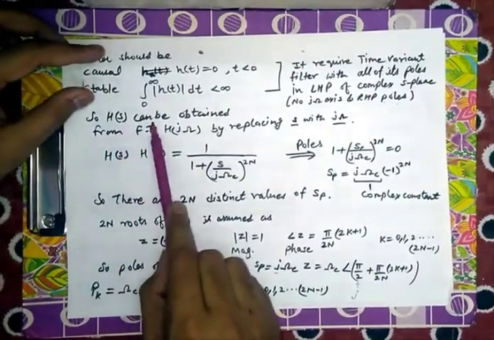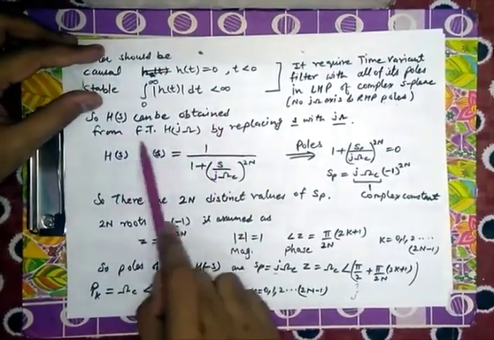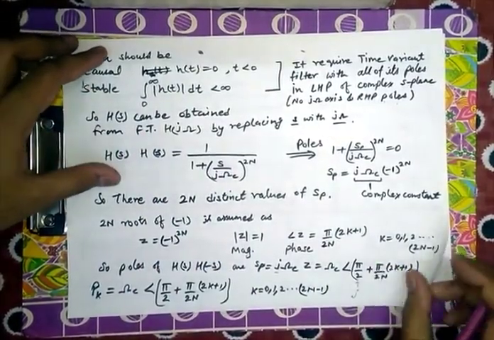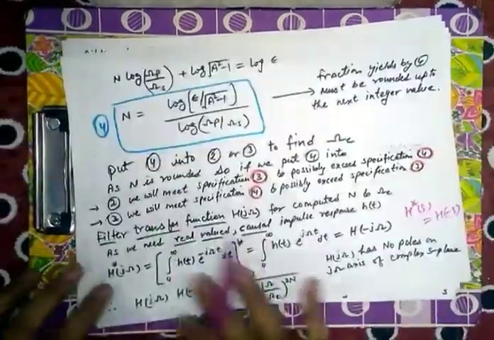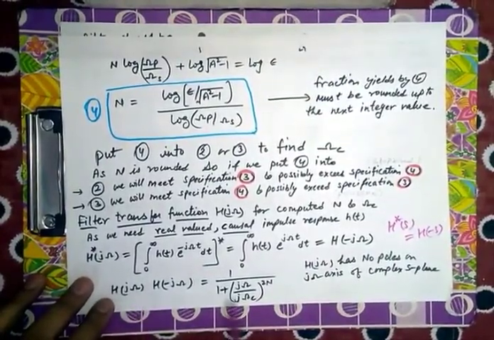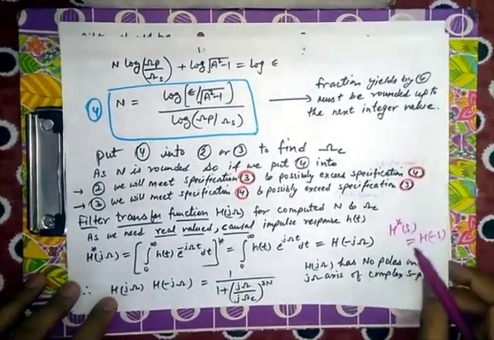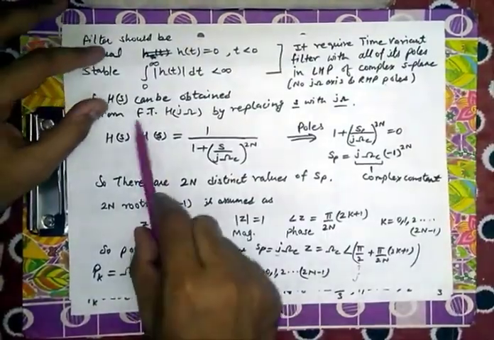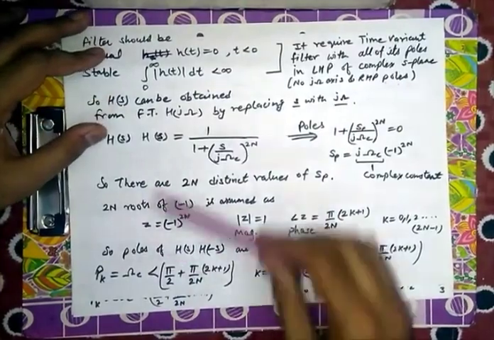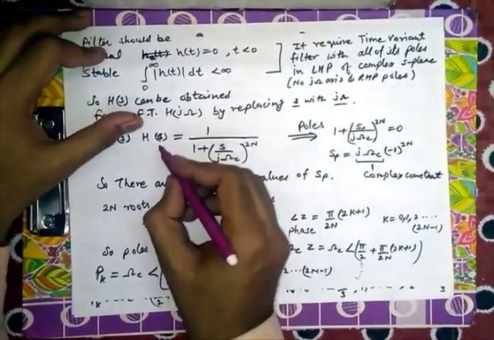So H of s can be obtained from H of omega. We can do the Fourier transform in this equation, or just change the domain, since H of j omega is in the Fourier domain. Now, by replacing s with j omega, we have the S domain. Now H of s is equal to H of minus s. This is minus s.